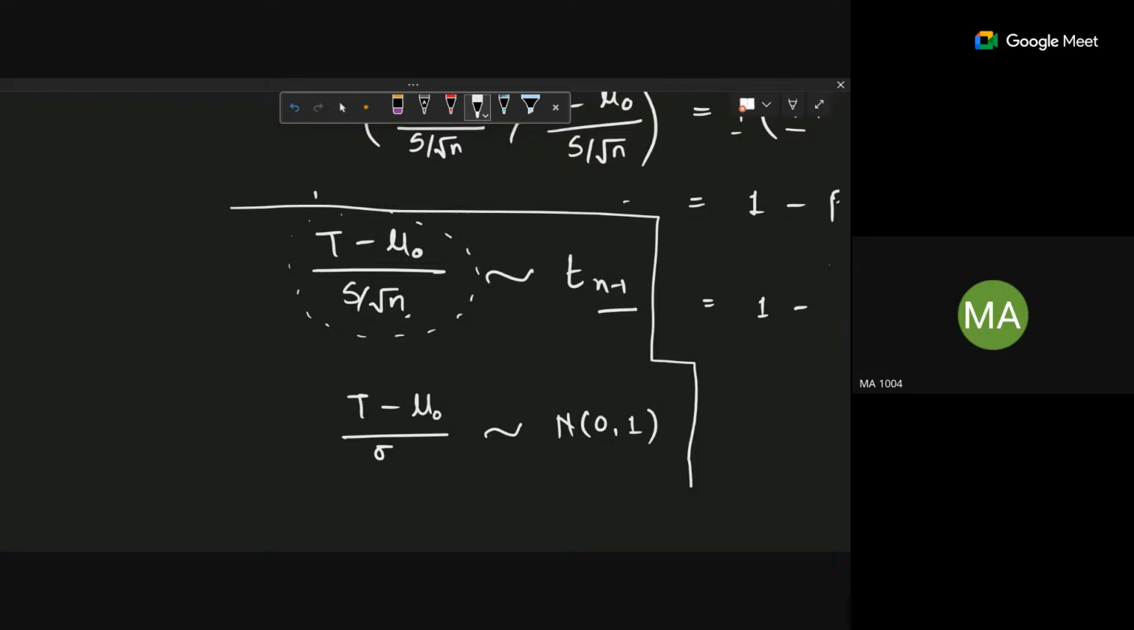Whenever there is some random variable, it will be operated like this: subtracted with the mean and divided by the sample variance. S by square root n is the sample variance ultimately. Then we'll say that, yeah. Ma'am, how can you say that S divided by root n is a sigma?